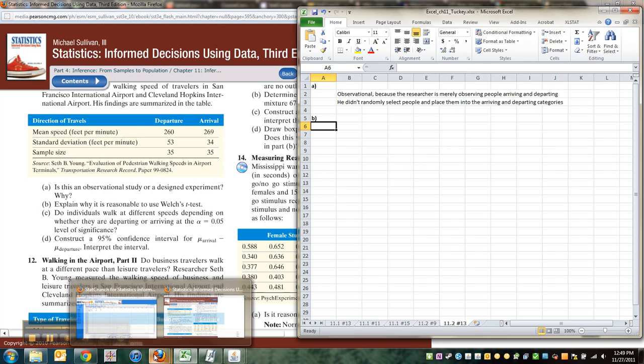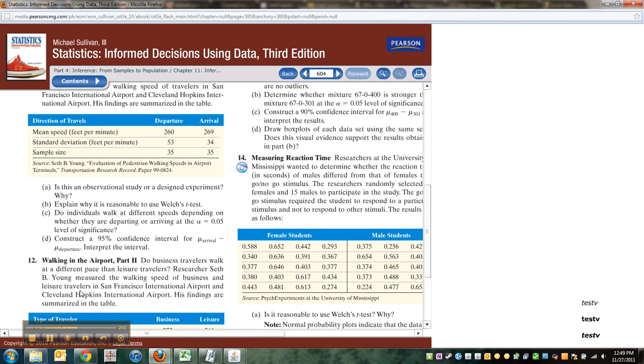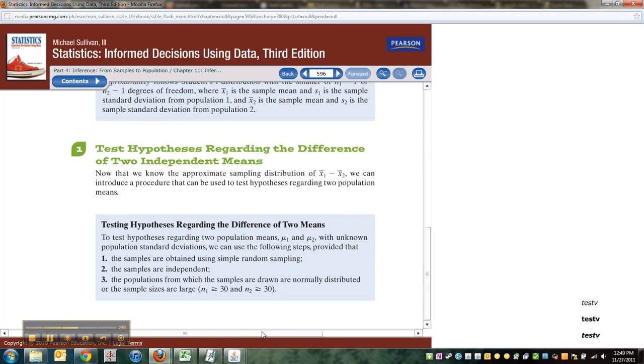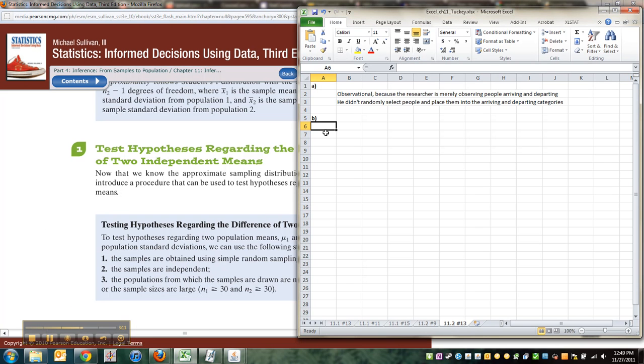Okay, so let me go back and let me grab that page. Okay, here on page 596 is where it is, and it talks about what it takes in order to do this. You need to have samples that are obtained using simple random sampling. The samples are independent, and the populations from which the samples are drawn are normally distributed, or the sample sizes are large. So it's okay for us because simple random sampling was used to select the walkers in the airport.